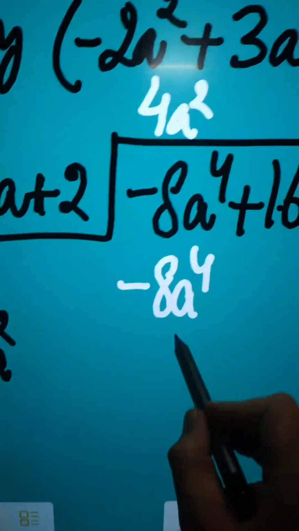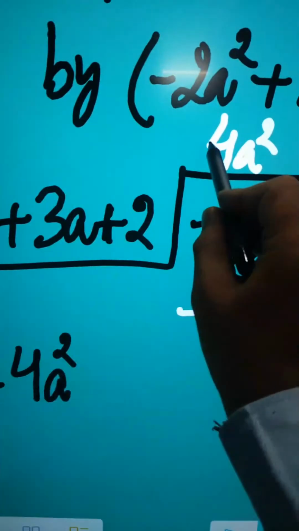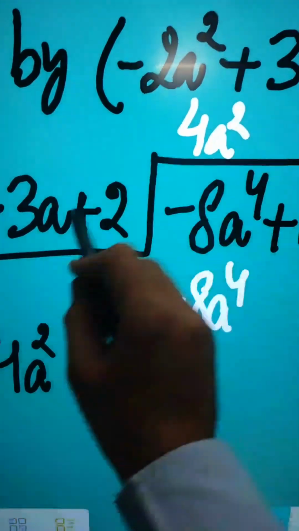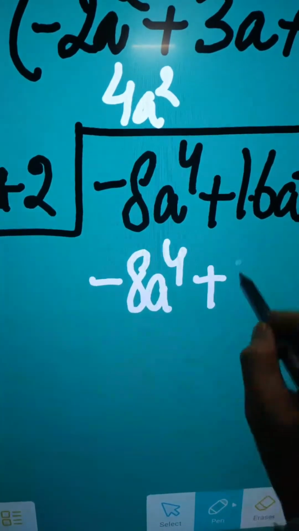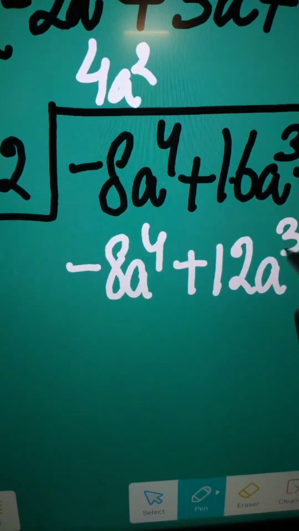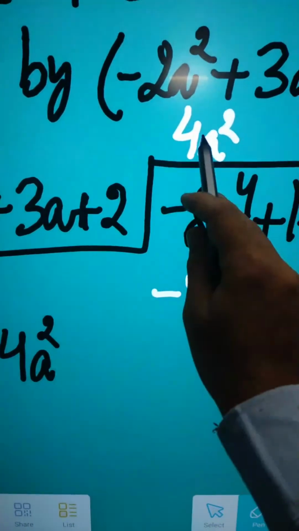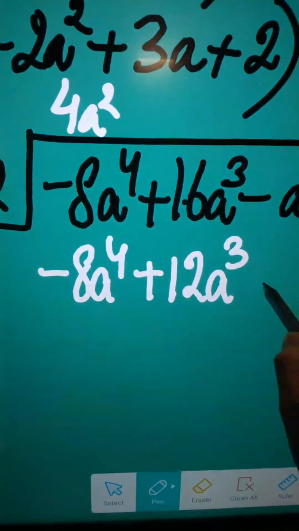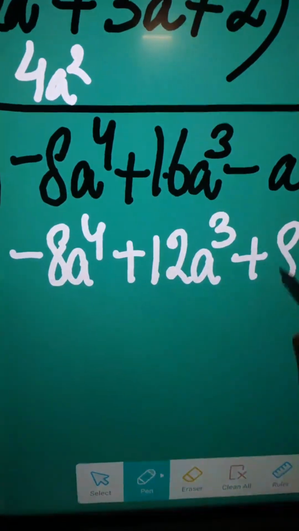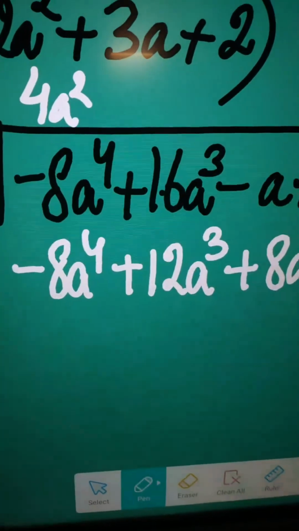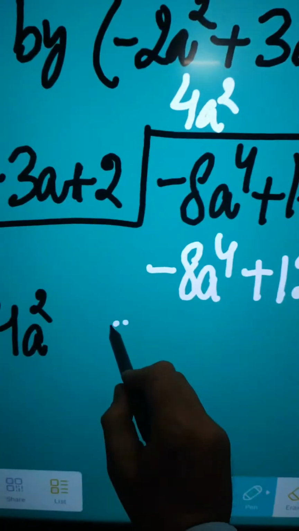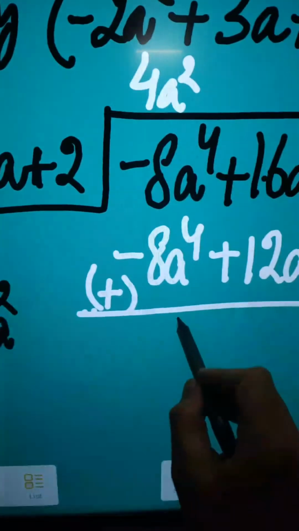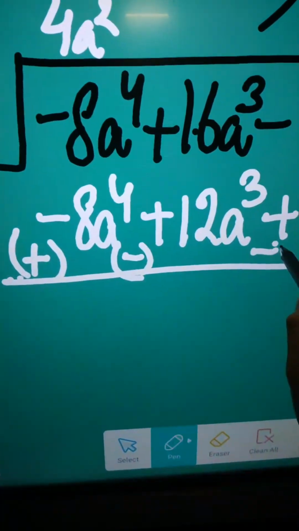If you get the first number correct, now 2 has multiplied 4, now 3 will multiply 4. So 3 into 4 is 12, and a square and a will become 12a cube. Check the multiplication, 3 4s are 12, and a into a square is a cube. Then 2 will multiply 2 into 4, 8, so it will become 8a square. Now subtract. We did that when we subtract, we change the sign. So the new sign will become plus, this will become minus, this will become minus.